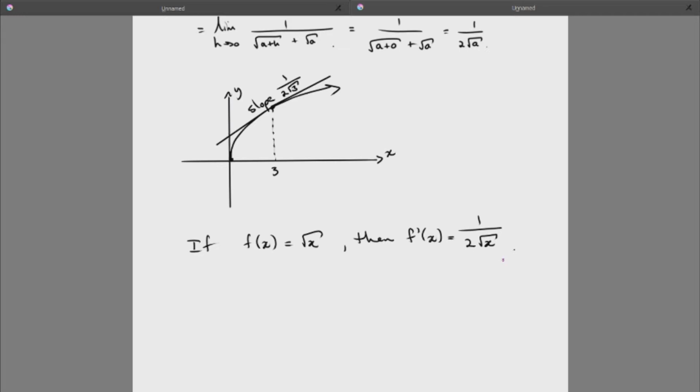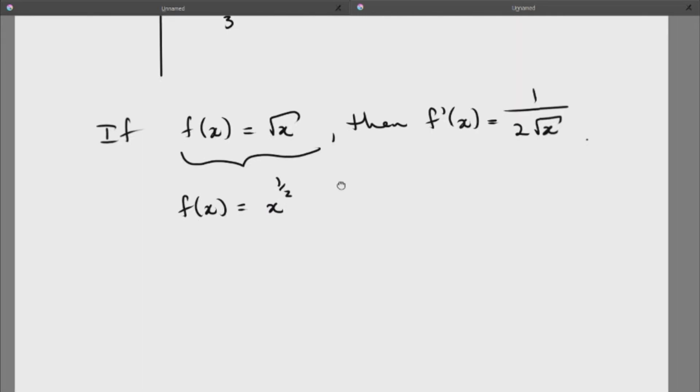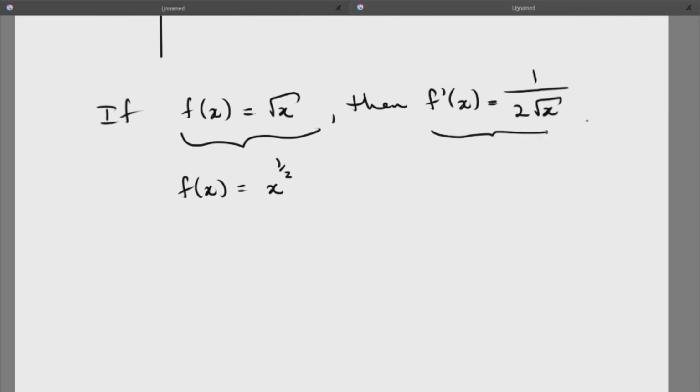Now, many people remember this as a new formula, and there's no real harm in doing that, but this isn't really new. This square root function I can write as x to the 1/2. Which means I can write the derivative as 1 over 2 times x to the 1/2, or 1/2 in front, x to the minus 1/2.